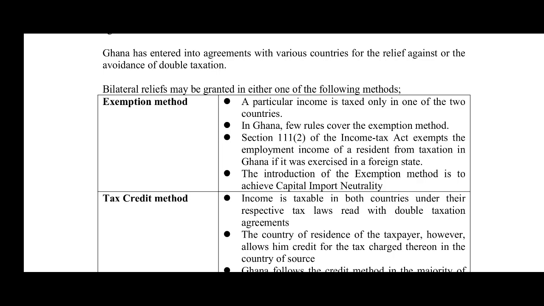And the conditions are that you were either employed by a non-resident, or for 183 days or more you were not in Ghana; you were present in the foreign state. If that is the case, then you are exempted. So with the exemption method, the resident state will exempt any income you bring from the foreign state, not the tax, the income. Because you are taxed on a worldwide basis, that income will be exempted completely. The introduction of the exemption method is to achieve what we call capital import neutrality. I'll come and explain that later on.